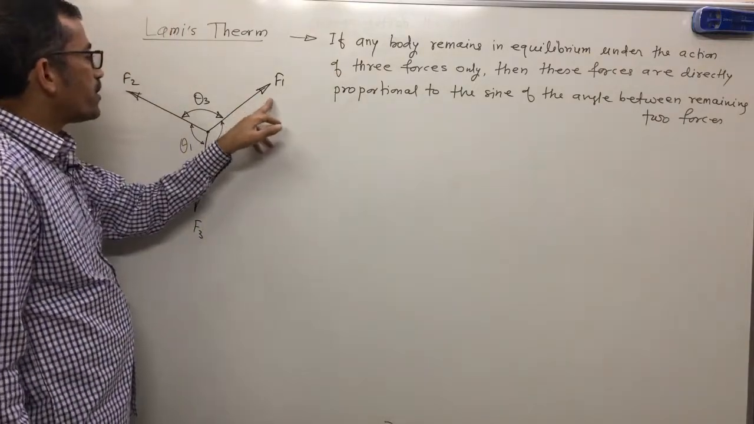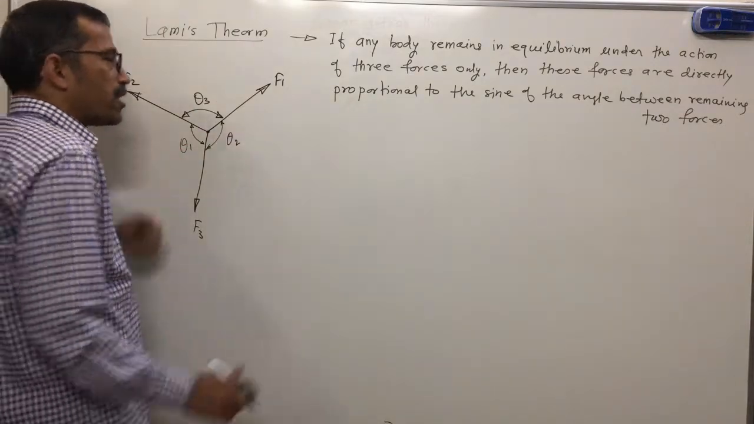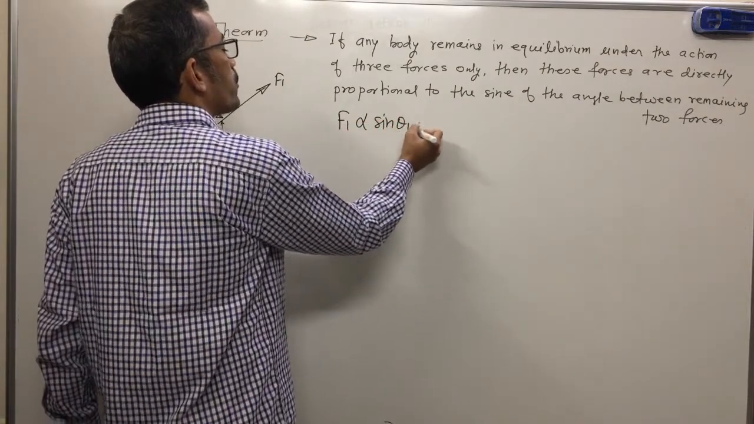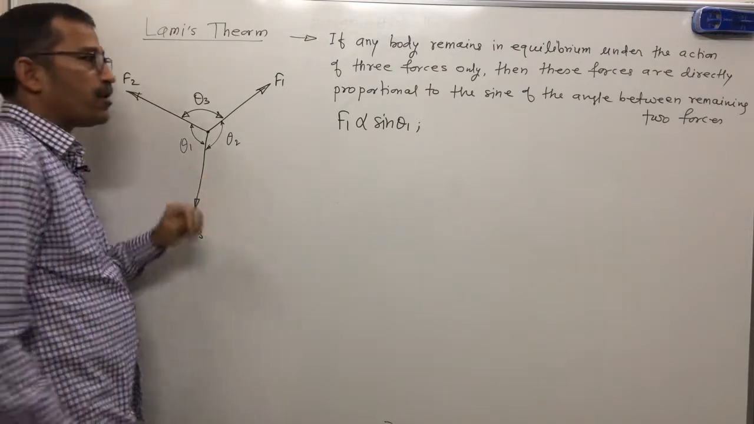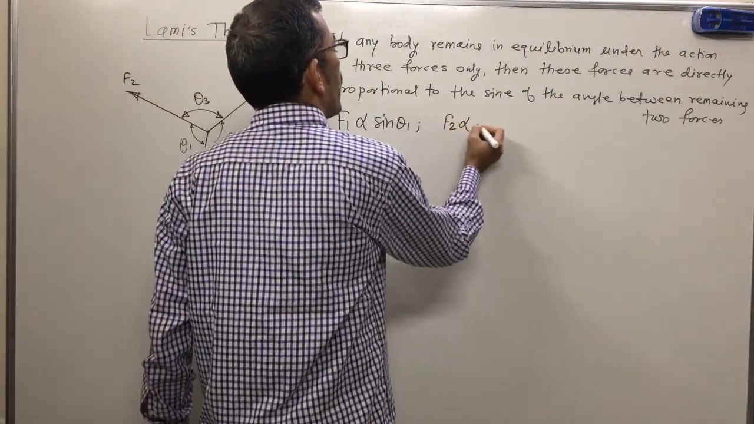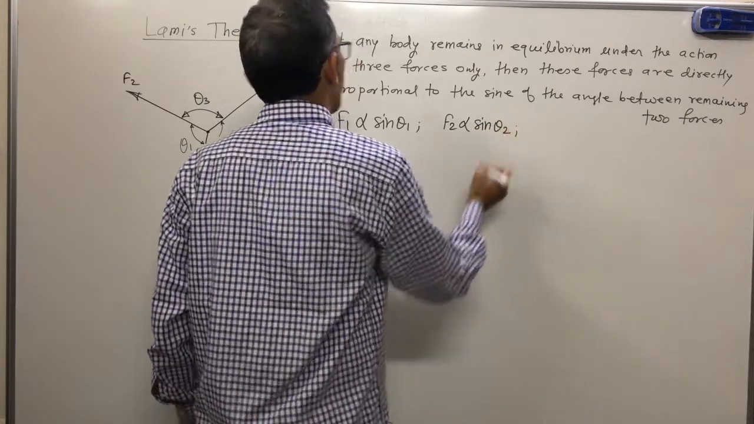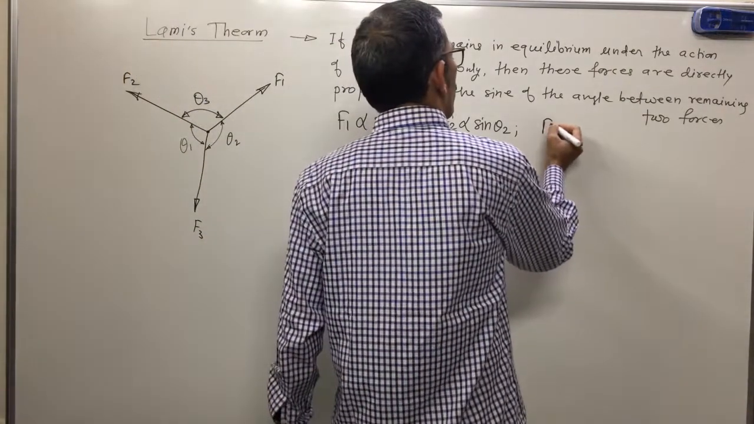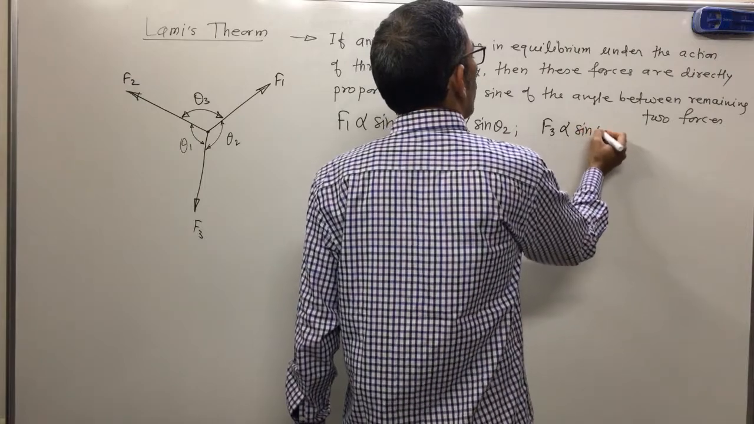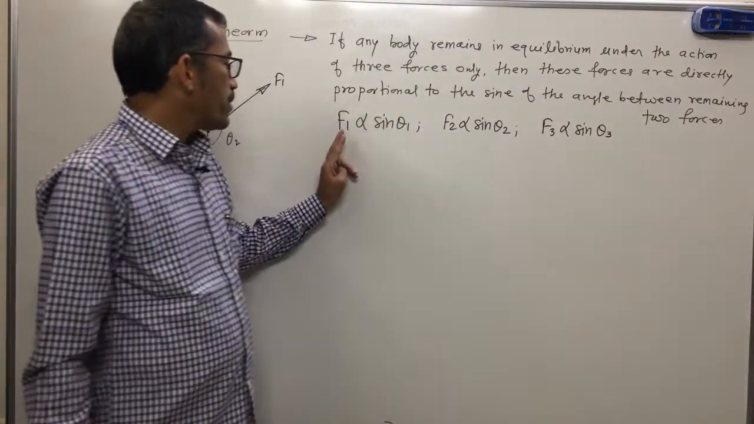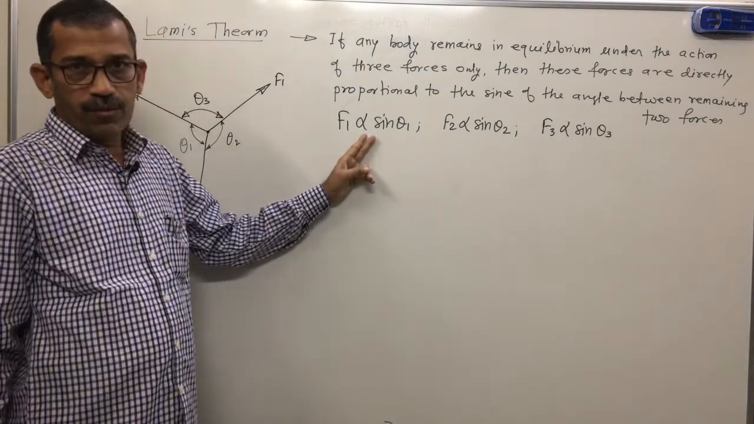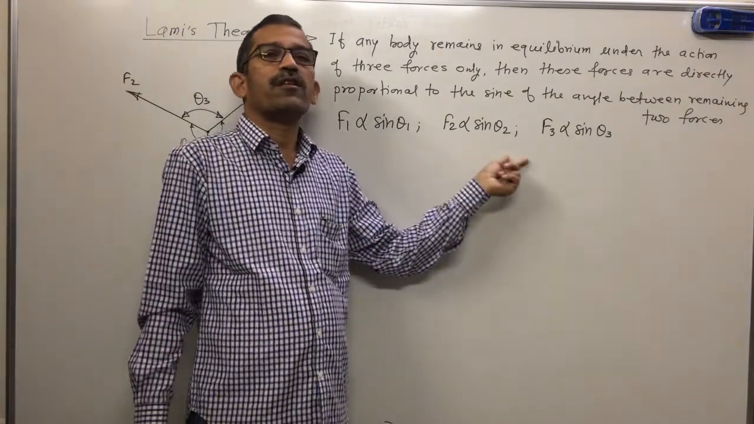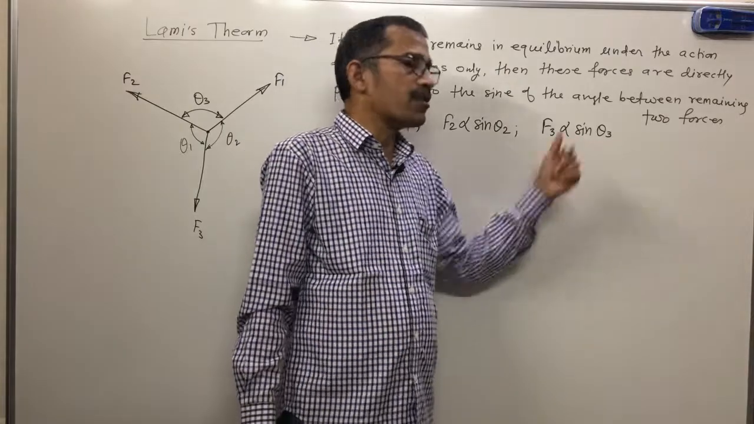That means for F1, the angle between the other two forces is theta 1, so F1 is directly proportional to sine theta 1. F2 is directly proportional to sine theta 2. F3 is directly proportional to the sine of the angle between the other two forces, that is sine theta 3. Right. Now, if we write it with a constant of proportionality, F1 equals some constant into sine theta 1. F2 is again equal to some constant into sine theta 2. F3 is again equal to some constant into sine theta 3.